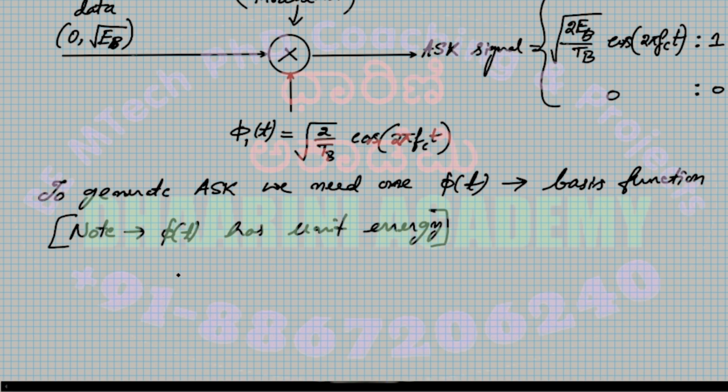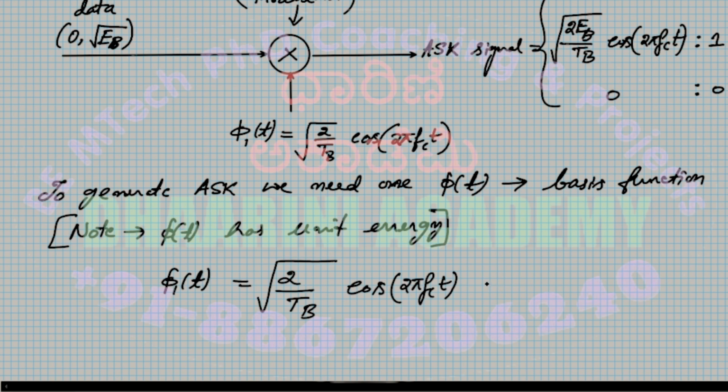Now, I can write phi 1 of t is equal to root of 2 divided by TB into cos of 2 pi FCT, because so far I used it only in the block diagram representation. This is valid for 0 less than or equal to t less than or equal to capital TB. Only within this duration do you send phi 1. Next, once again, you give phi 1 as it is, but if the input is 0, the output becomes 0. I'll call this equation number 1.